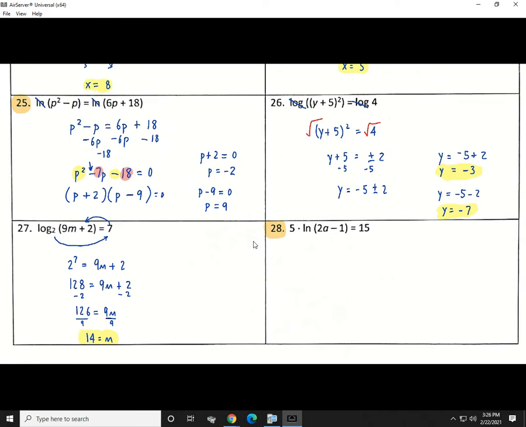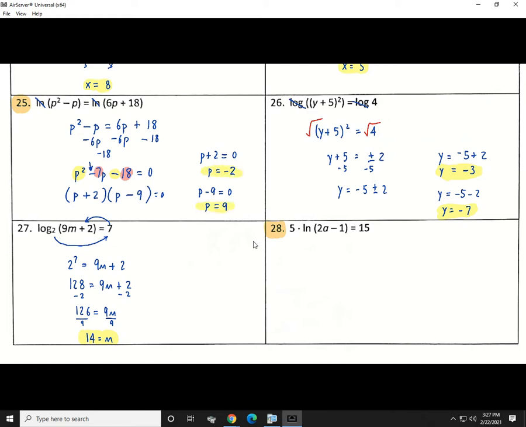Again, go back and check them. Negative 2 squared is 4. 4 minus negative 2 is 6. 6 times negative 2 is negative 12 plus 18 is 6. So those are right. And if you try the 9, 9 squared, 81 minus 9 is 72. And 6 times 9 is 54 plus 18. So they both actually work. So nothing is extraneous in this particular problem.